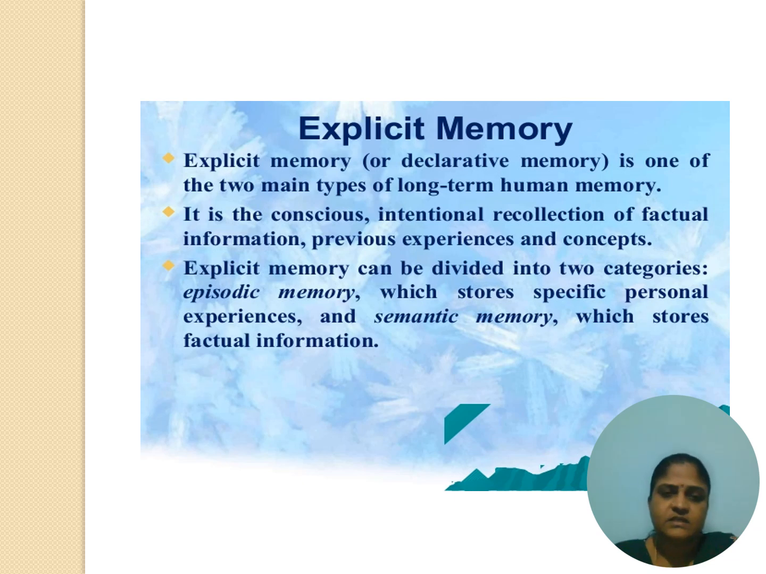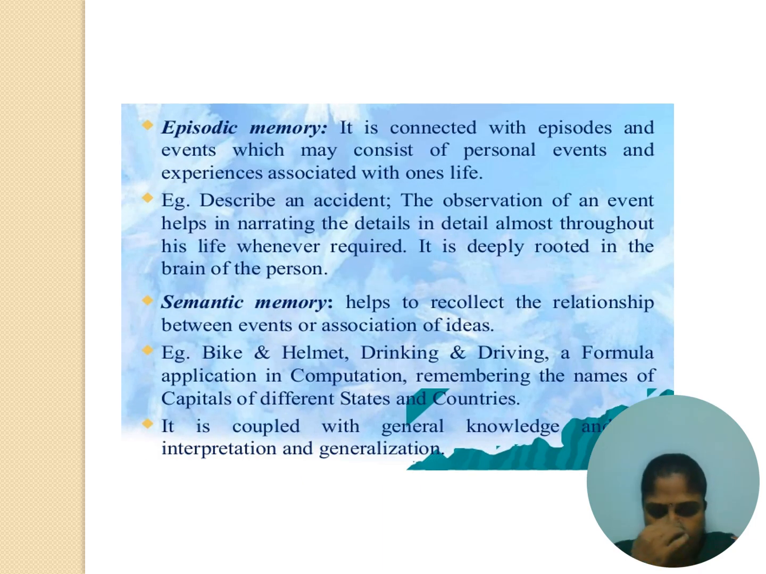In explicit memory, the information is categorized as episodic memory and semantic memory. Episodic memory is information that is stored in our mind based on specific personal experiences. Semantic memory stores the factual information. For example, episodic memory covers things that happened in a particular part of your lifetime, maybe a year, a date, some episodes of our life. Semantic memory is which stores the factual information.